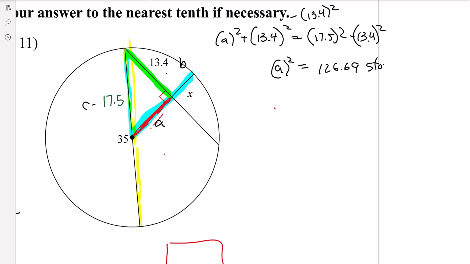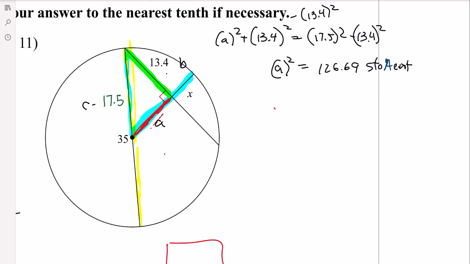Hit the store button. Store, enter. So we're going to put that on A again. So store, it's going to be on A.